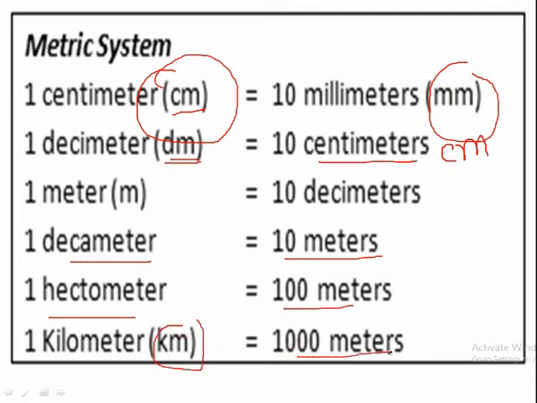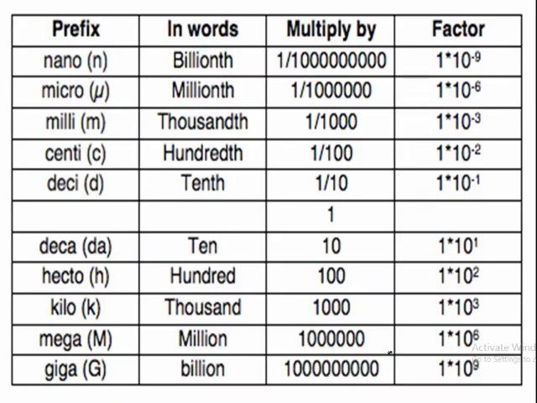So I hope all of you have understood the unit conversion. It means 1 kilometer equals 1000 meter, so there shouldn't be any problem here. Now prefix in word, multiply by or factor, so you can see prefix means nano.